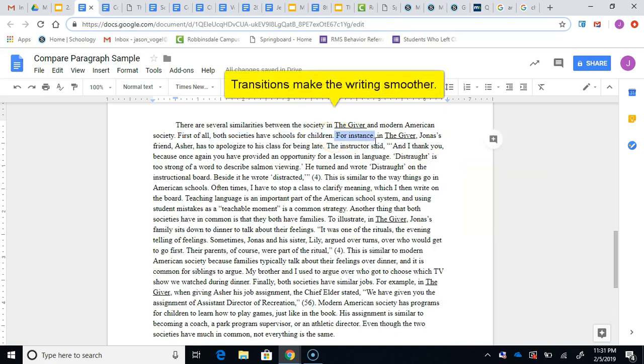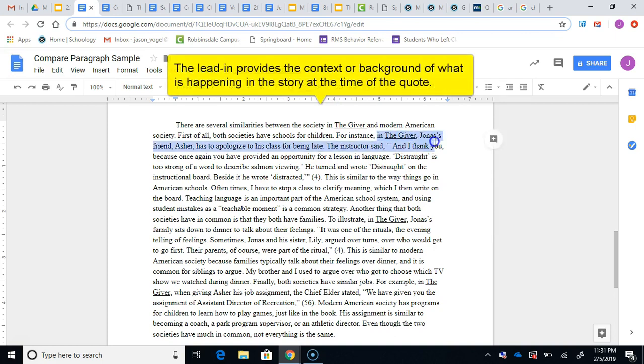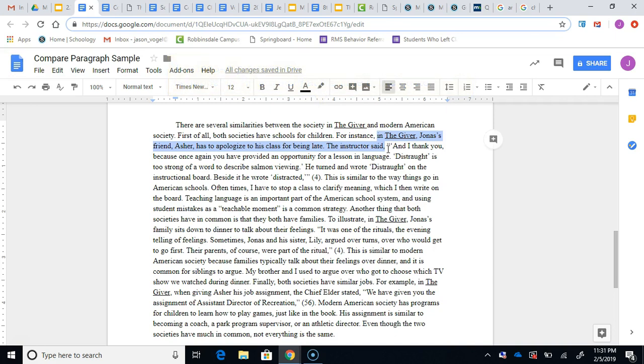For instance, after my transitional phrase, I put a comma. Now I'm going to tell the reader what this thing looks like in the book. In The Giver, Jonas's friend Asher has to apologize to his class for being late. The instructor said, so everything right there is my lead-in. The lead-in gives the reader the context or the background of the quote so they know what's happening in the story at the time of the quotation.